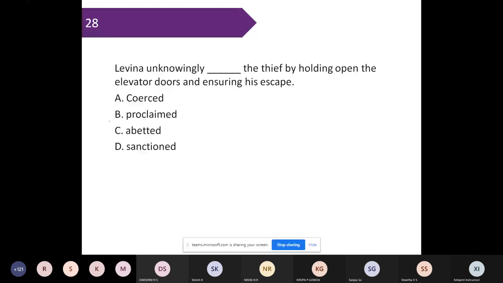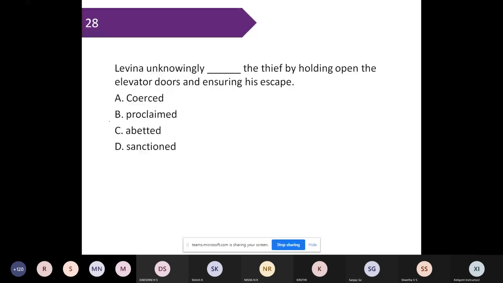Okay, so if you take each and every word, coerced means pressurized. Here it will not come. So coerced is the wrong answer. And the next word, proclaim. Proclaim means announcing something officially. Abetted is when someone is doing wrong and you are assisting in that. Something is wrong but you are assisting in that. That is abetted. Sanction is permission, that is giving permission or giving consent. But here sanction will not come.